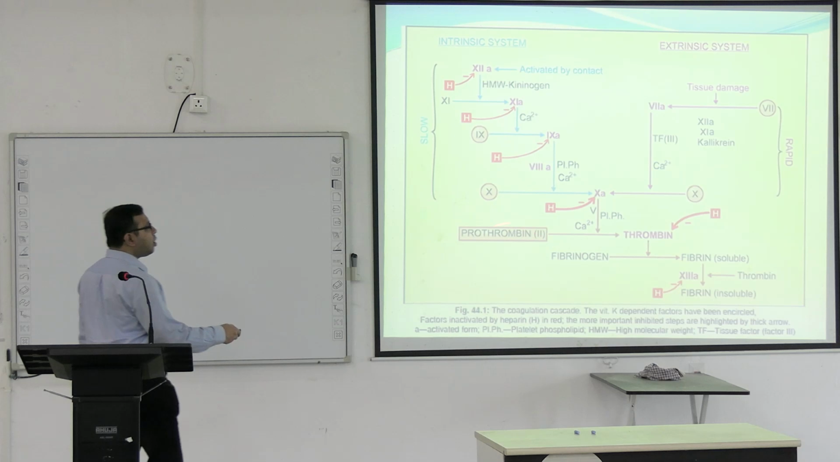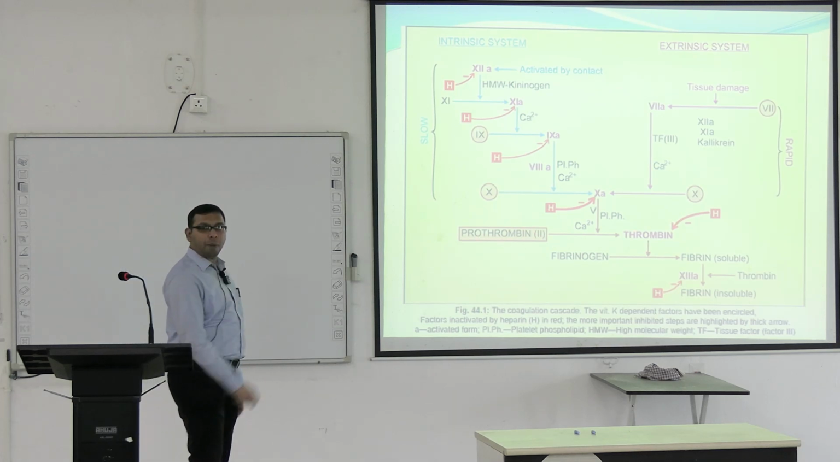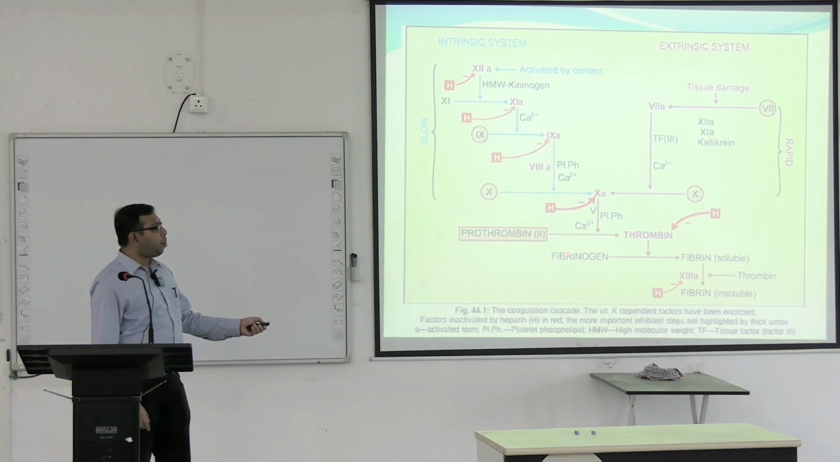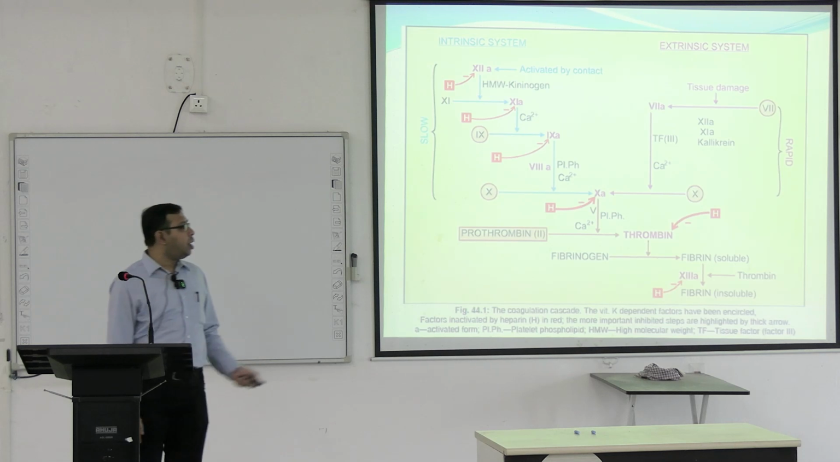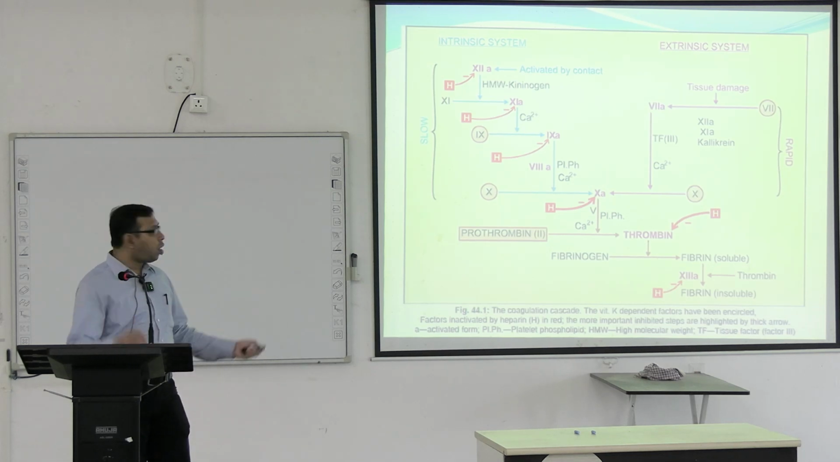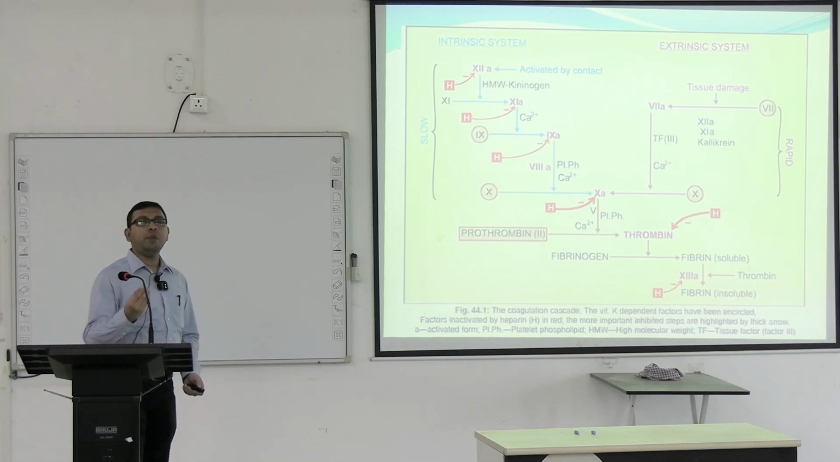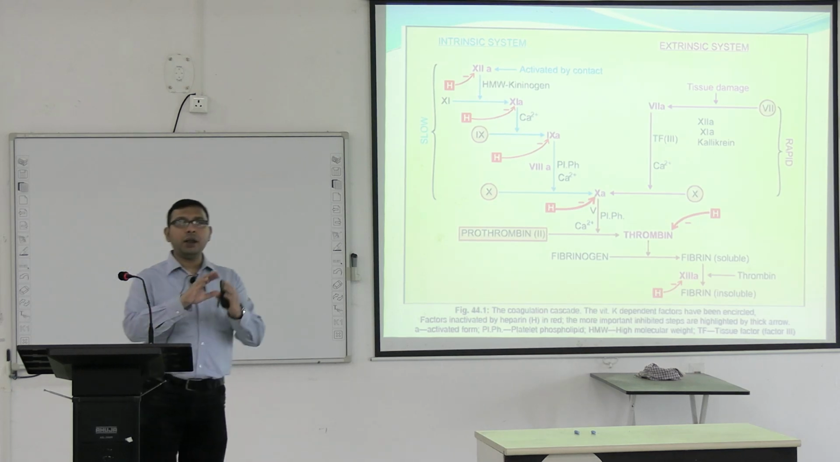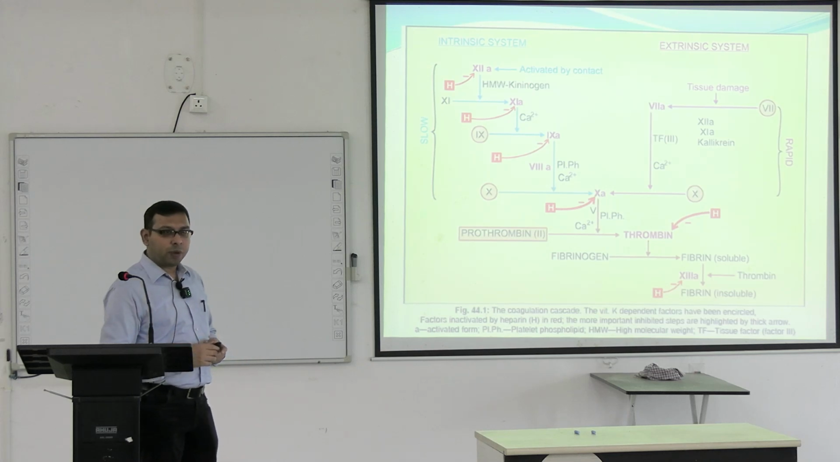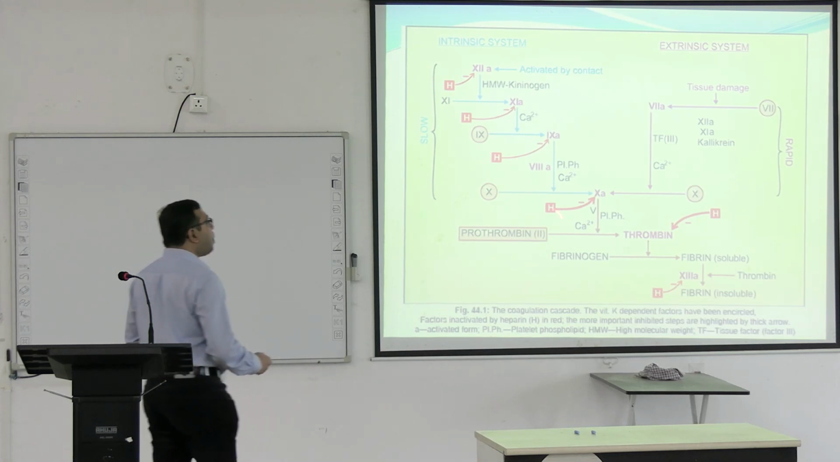From this 10A, prothrombin is converted to thrombin, and this thrombin then converts fibrinogen to soluble fibrin, and this soluble fibrin, by means of thrombin and by means of factor 13A, is converted to insoluble fibrin. So insoluble fibrin ultimately forms a plug-like structure. So what happens?